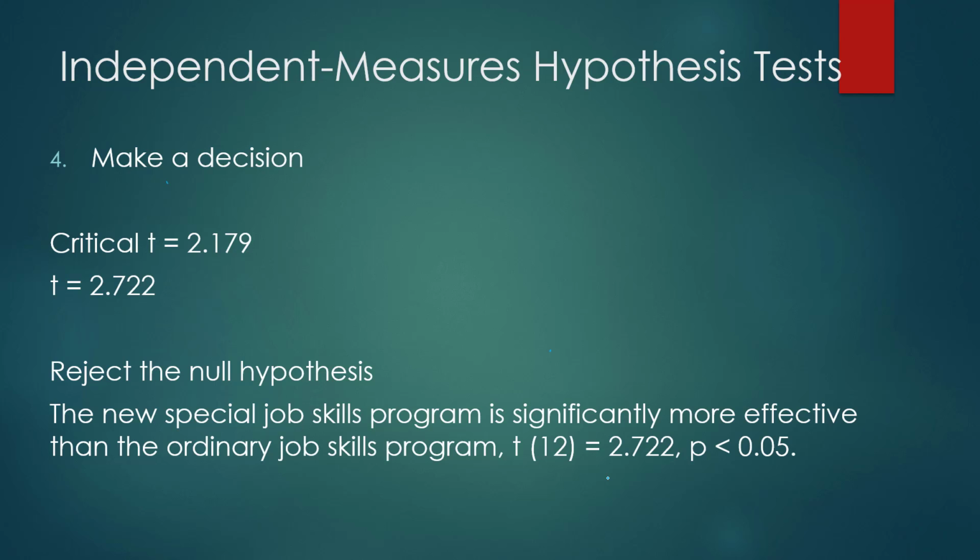And then this is how we report our t-statistic. This is our degrees of freedom. This is our calculated t. And this is our p-value. This is our alpha. But we report it as a probability is less than 0.05.